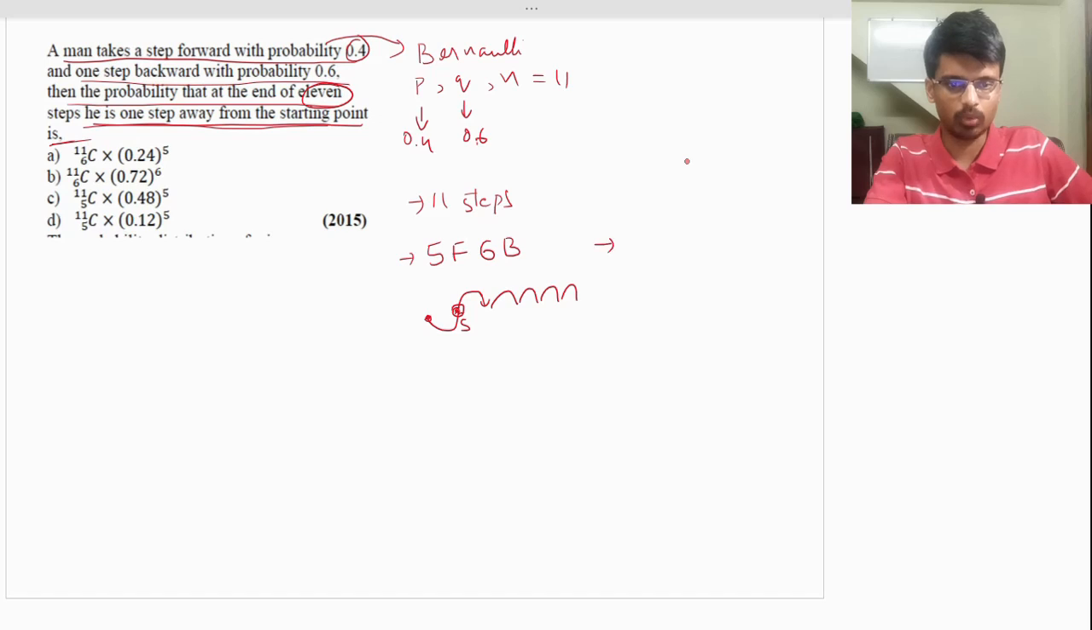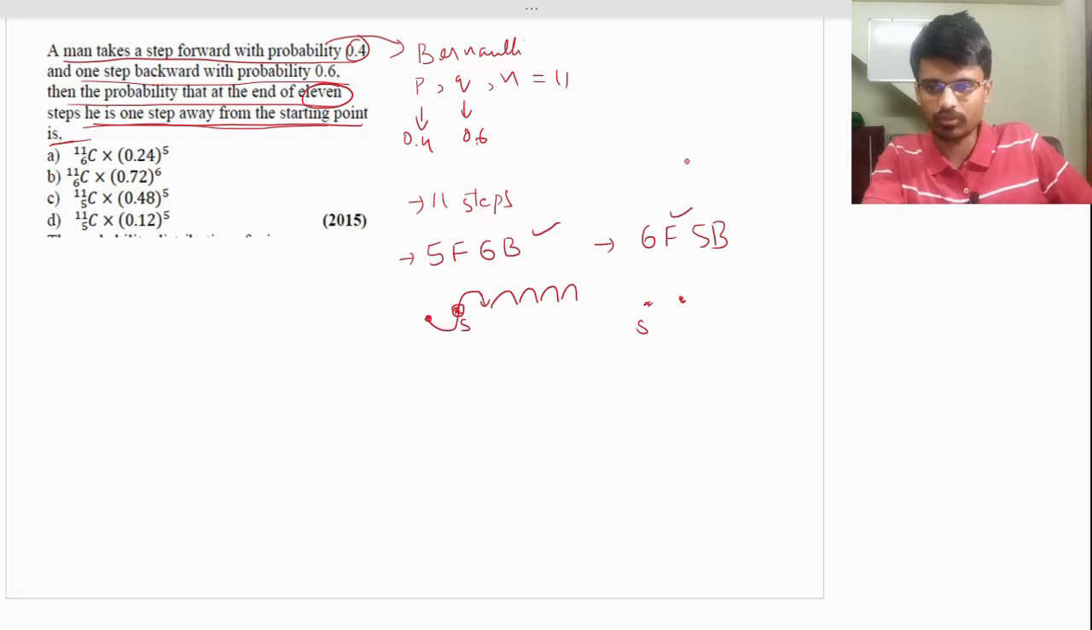One more case is he can take 6 steps forward and 5 steps backward. If this is his starting point, he will land here, right? So these are the two cases. For the two cases we have to apply Bernoulli's equation. What do we have? nCr p power r q power n minus r. This is the standard formula. So for r equal to 5 and r equal to 6 we need to apply.